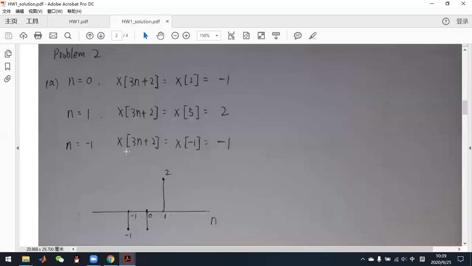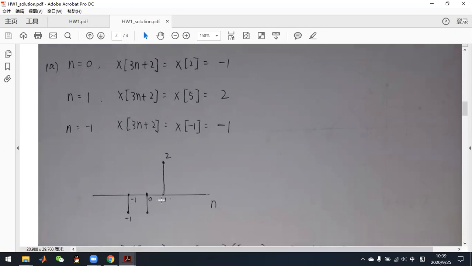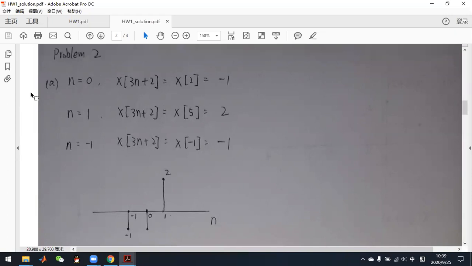So we plot the figure of x of 3n plus 2 here. There are three non-zero values, when n is minus 1, 0, and 1. I see that some of you use the same steps to do this exercise.